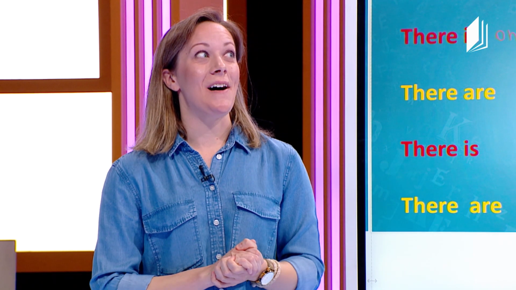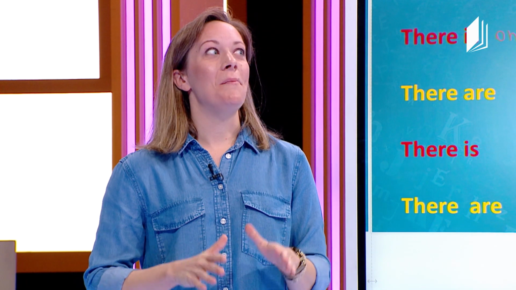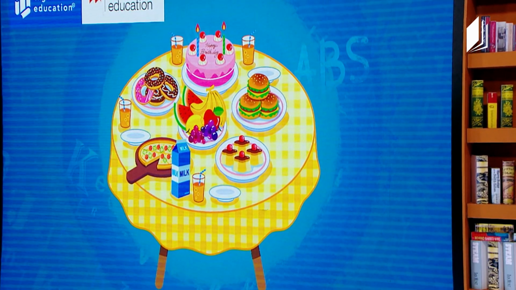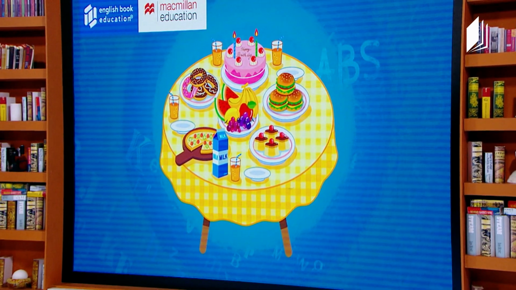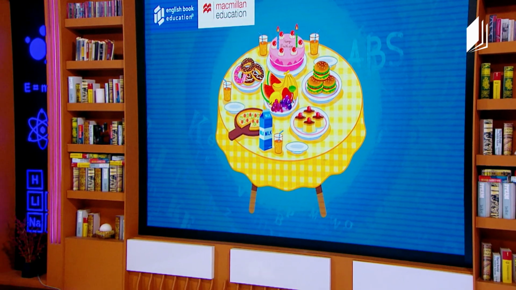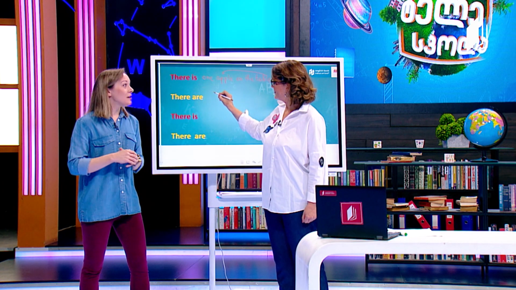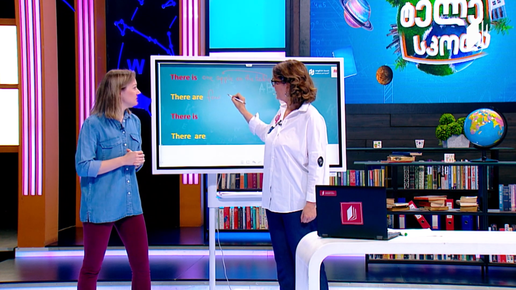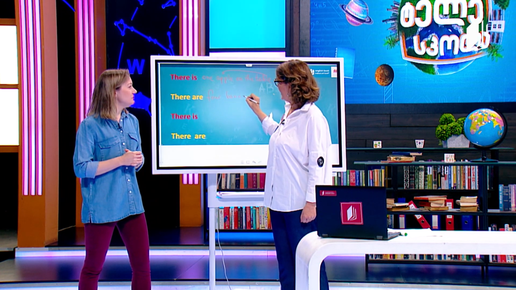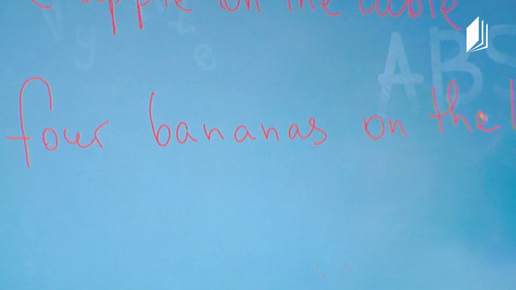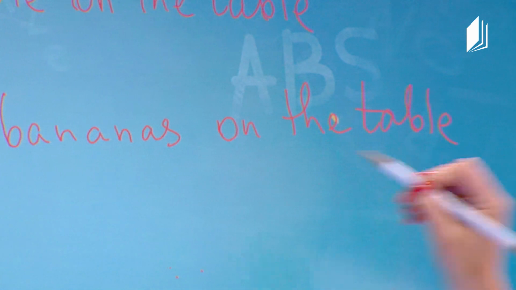Next one. Oh, okay. So I see many bananas on the table. I see 1, 2, 3, and 4 bananas. So that's why it matches with there are. There are 4 bananas on the table.